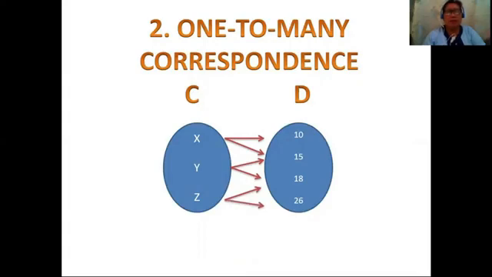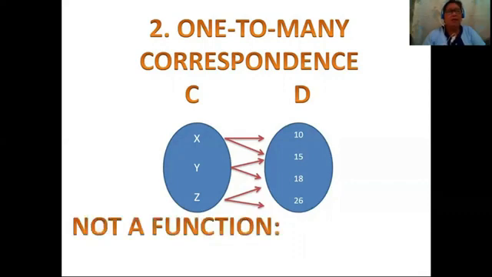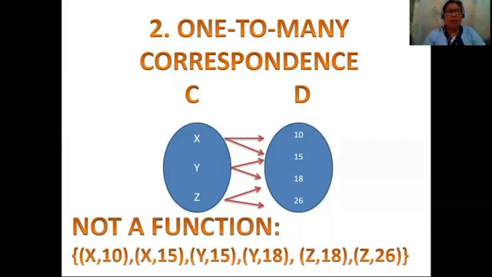How do you consider this correspondence? Is it a function or not a function? And the answer is not a function. And why? If we are going to list down the ordered pairs, then we have (X, 10), (X, 15), (Y, 15), (Y, 18), (Z, 18), and (Z, 26). X is being repeated, Y is repeated, and Z is repeated. So that is why we consider this as not a function.